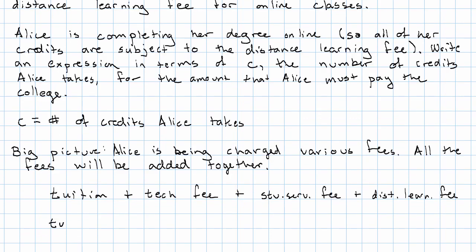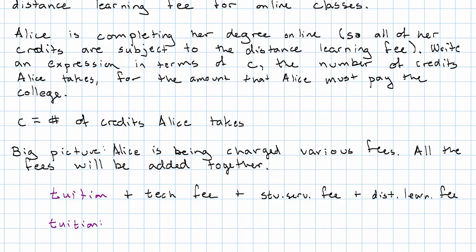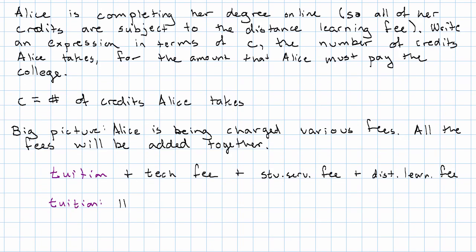For her tuition, let's go back into the story and find information about tuition. In the story, we're told that the tuition is $115 per credit. That means every credit is $115. The tuition will be 115 times the number of credits. How many credits is she taking? That's my variable C. So I'll have 115C. Okay, that's not so bad.